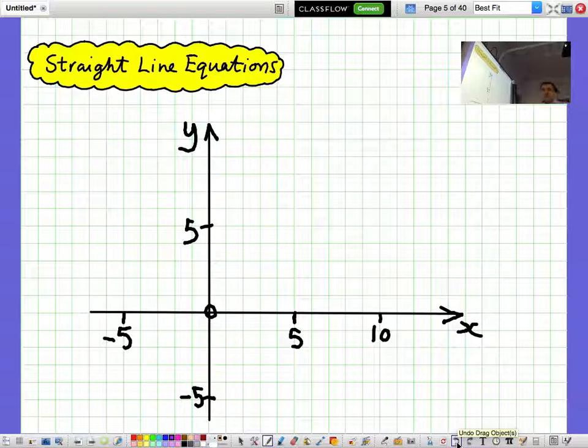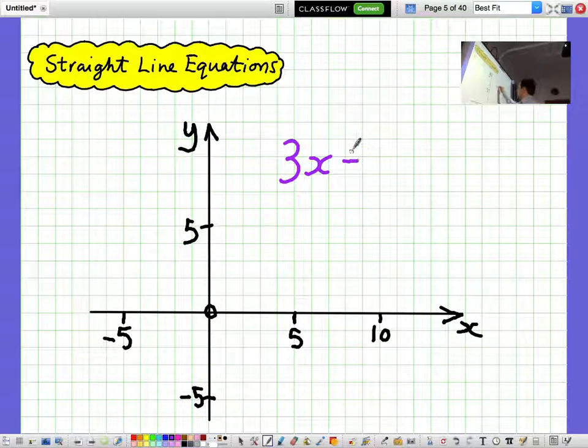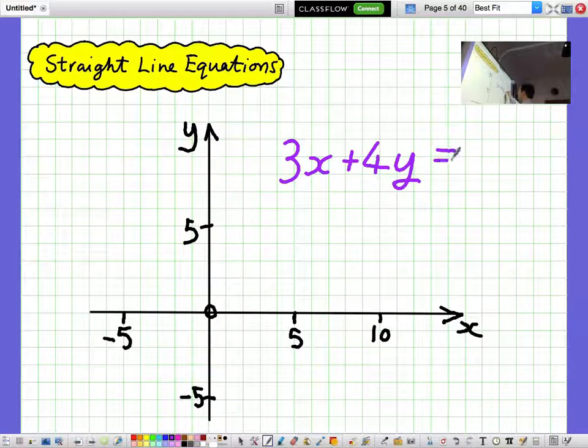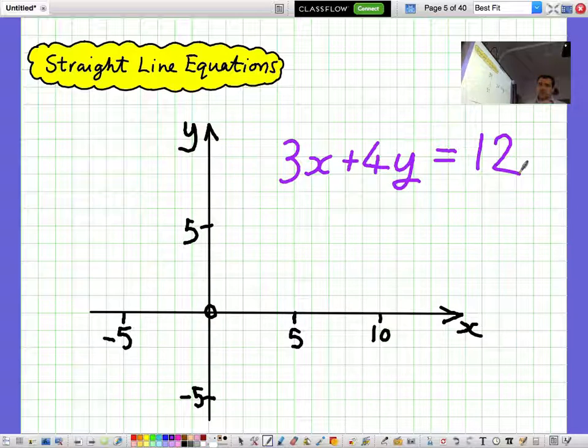Now occasionally you might see one like this: 3x plus 4y equals 12, for example. You could try and rearrange that as y equals so many x plus something, so it looks like y equals mx plus c. But I think there's an easier way to do these ones.